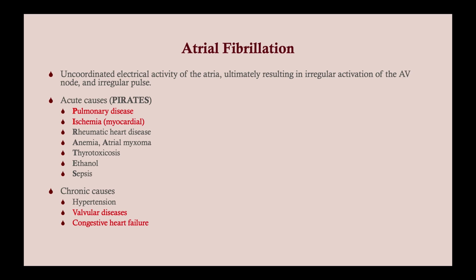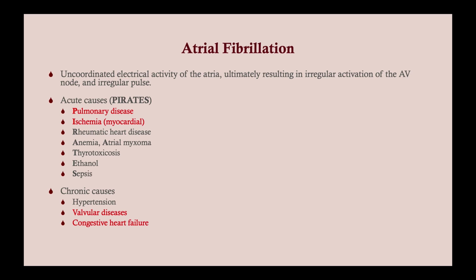Chronic causes include hypertension, valvular diseases, and congestive heart failure. So really for atrial fibrillation, think of ischemic causes and then anything that can dilate those atria. Because if you're dilating the atria, you're really expanding them and disrupting that normal electrical structure, that normal mode of transducing electrical impulses from the SA node to the AV node.